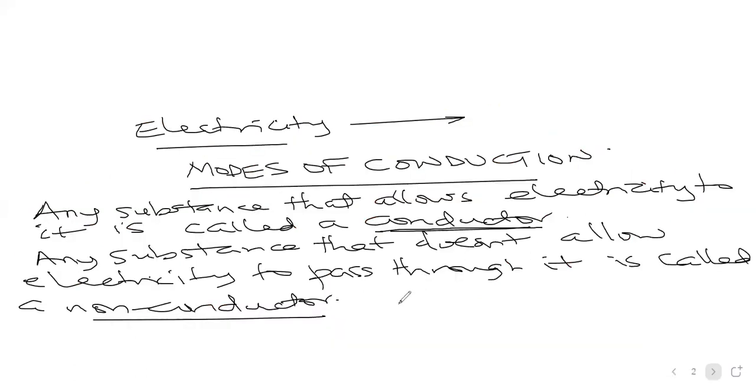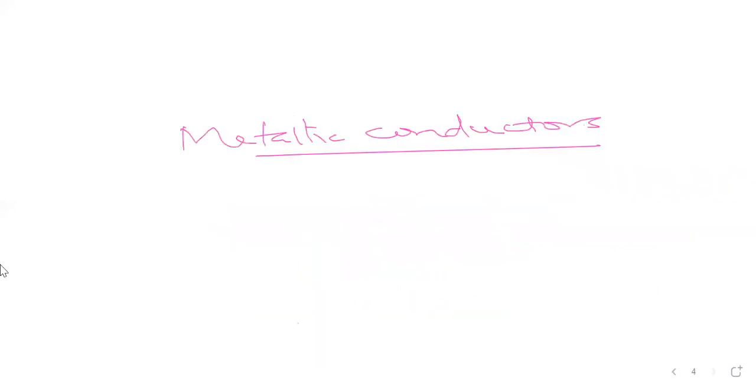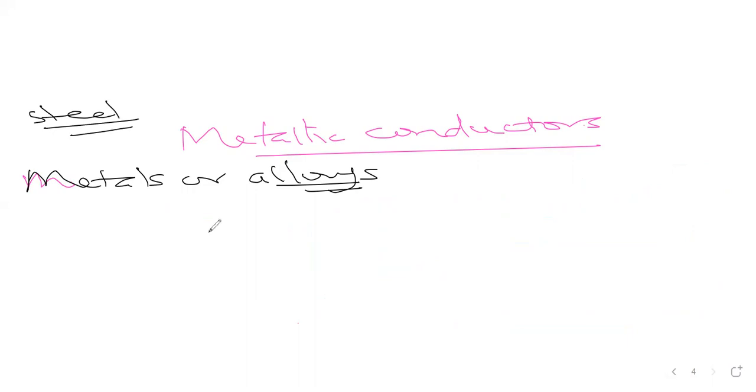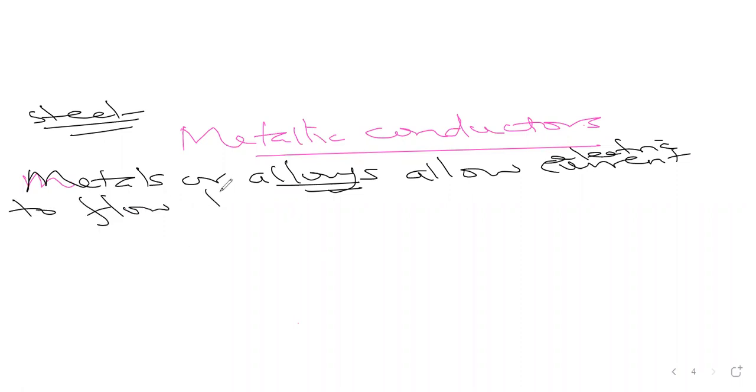However, we are seeing that metallic conductors allow electric current. So we are saying metals or even alloys. Most alloys have metals within them, apart from one which has a non-metal. That is steel. Steel has some carbon in it. It consists of carbon and iron. But metals or even alloys do allow electric current to flow through them without undergoing any chemical change.